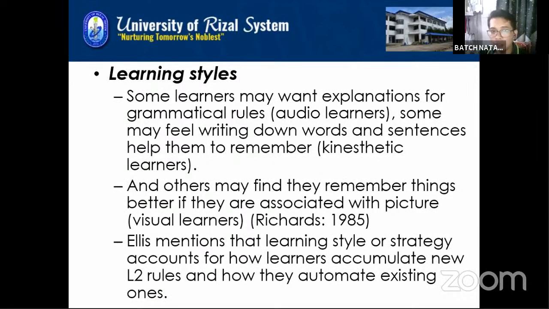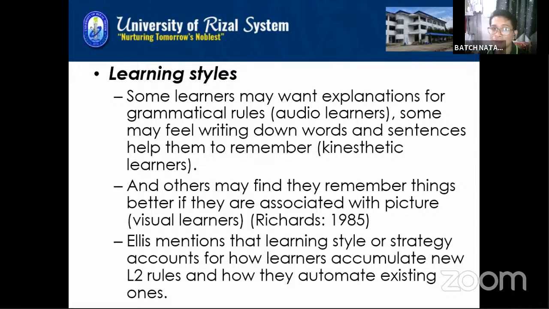Okay, ito yung other approaches, sabi. Some learners may want explanations for grammatical rules. And then yung iba gumagamit ng grammar translation method. Yung English na, Tagalog pa yung ginagamit. Or kung ano yung first language na ginagamit ng bata. That's a learning style. Some may feel writing down words.